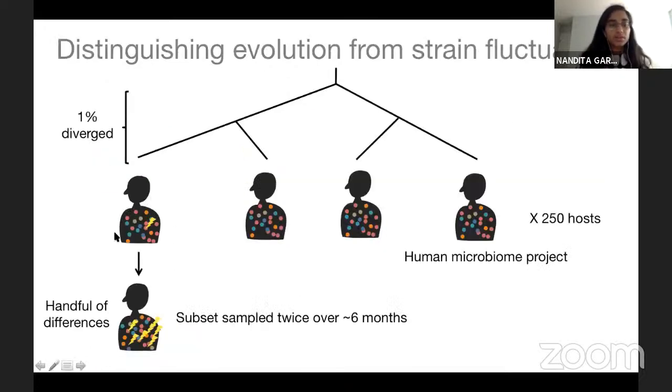Basically, what we're talking about when we talk about evolution is a handful of changes that may accumulate over short timescales of about 6 months. When I'm talking about invasions, I'm talking about strains that may come from the broader population that have had a lot of evolutionary time to accumulate a lot of mutations. And in fact, the average distance between strains collected from different individuals is about 1%, which is actually quite a lot of differences compared to what you'd expect over a short time scale.